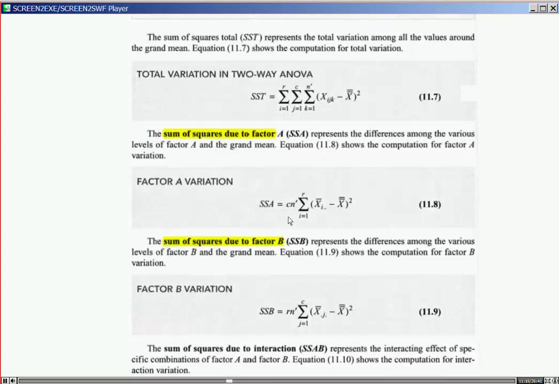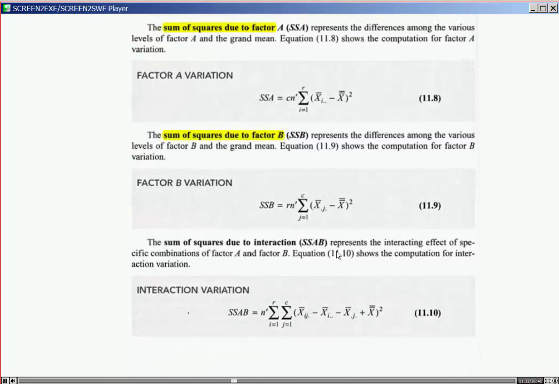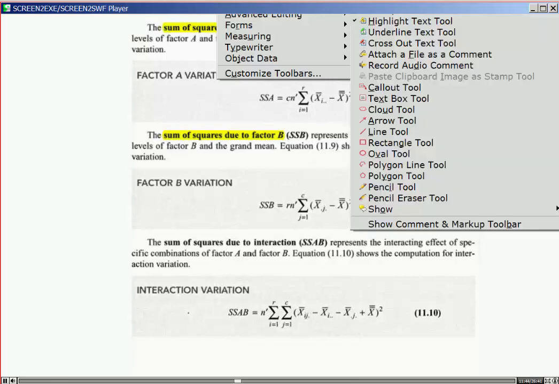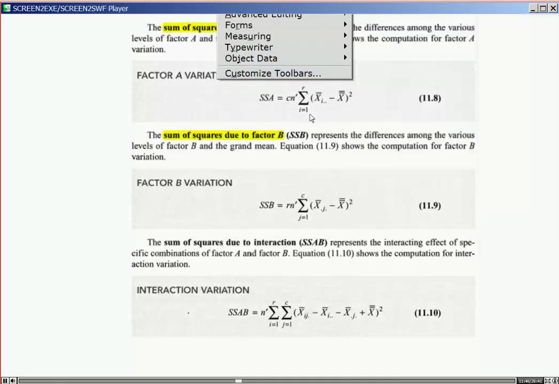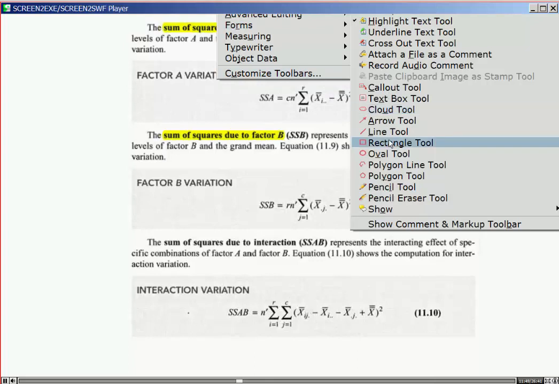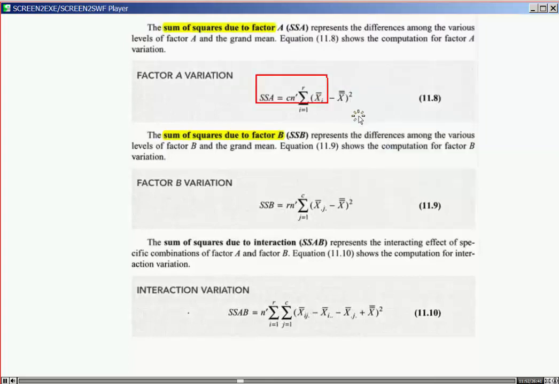The sum of squares due to factor B, once again, we don't only get A, then we'll get AB. That's why we have to have this little number here. Because we'll go back to these values when we start looking at combinations of A's and B's. The sum of squares due to factor B represents the differences among the various levels of factor B and the grand mean. Same story. This is the equation 11.9. Let's put little rectangles around them. That'll tell us that we have looked at these.